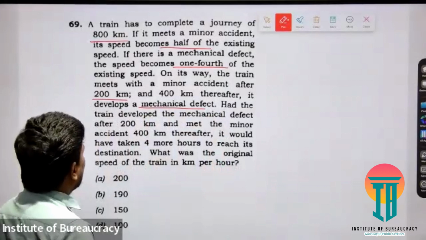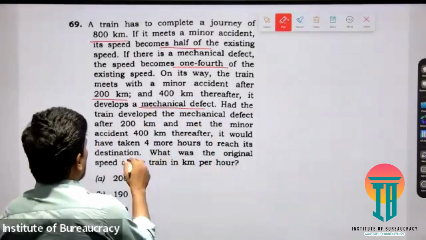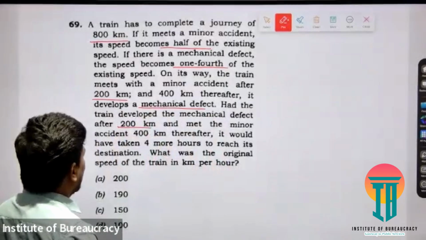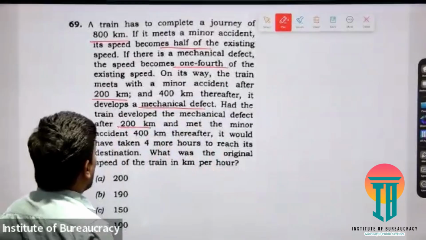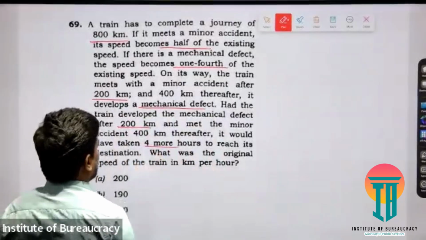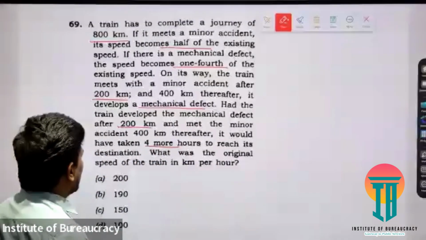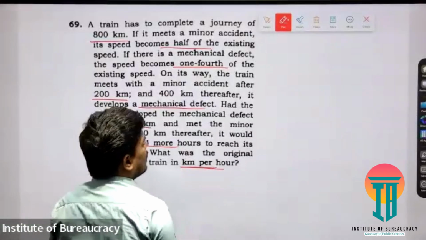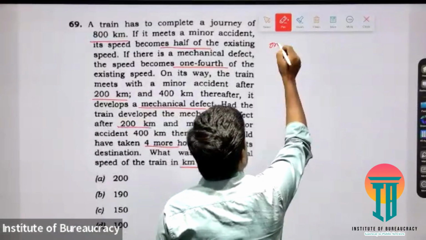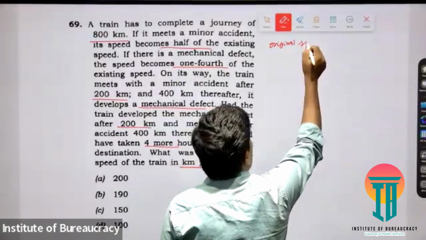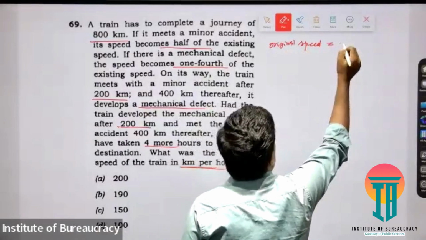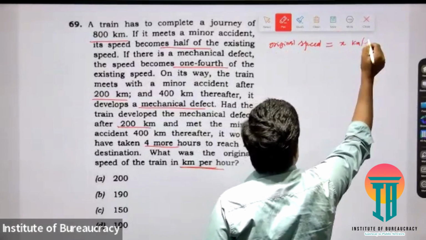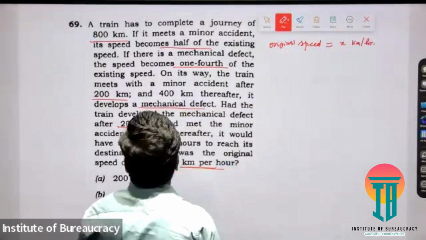Had the train developed the mechanical defect after 200 kilometers and met the minor accident 400 kilometers thereafter, it would have taken 4 more hours to reach the destination. What was the original speed of the train in kilometers per hour? So let us take the original speed as x kilometers per hour.